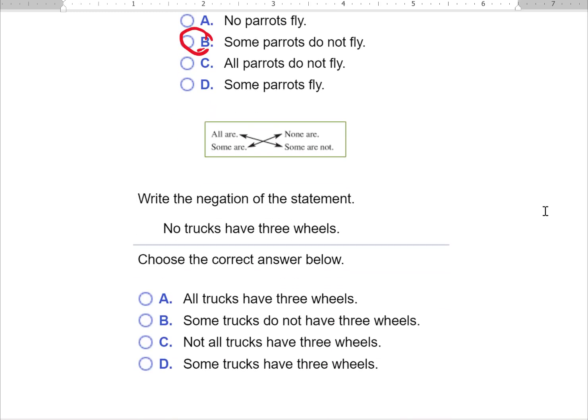And here's another negation problem. No trucks have 3 wheels. So now we're going the opposite way. None are is going to go to some are. So the negation of this is going to be some trucks have 3 wheels.